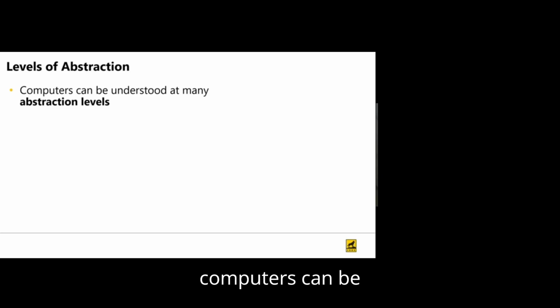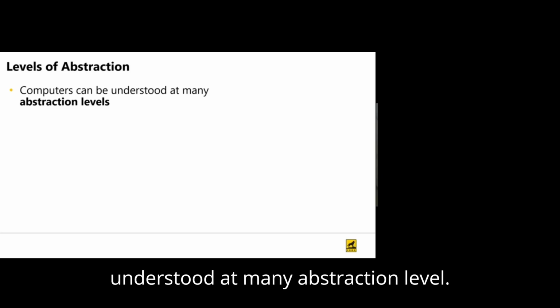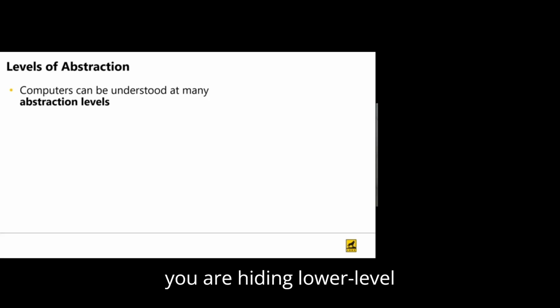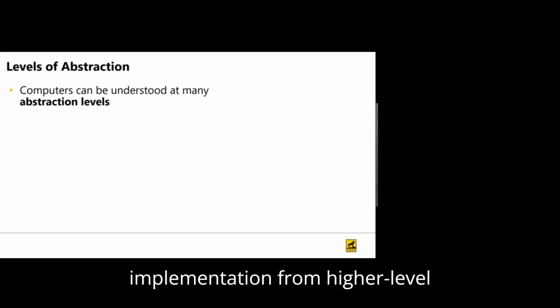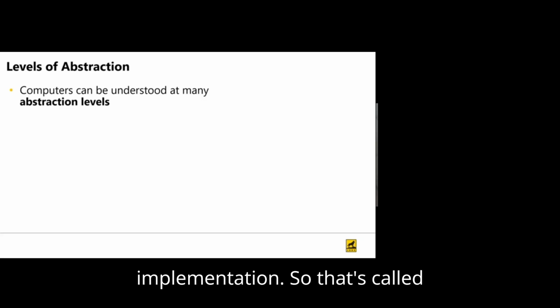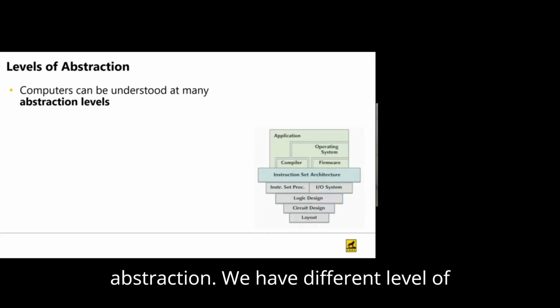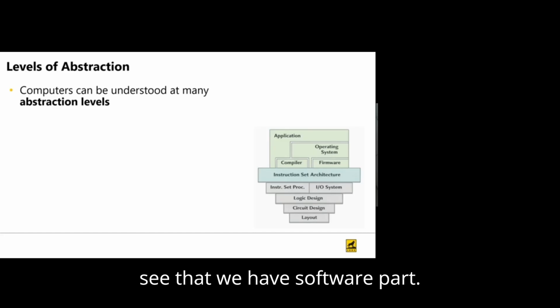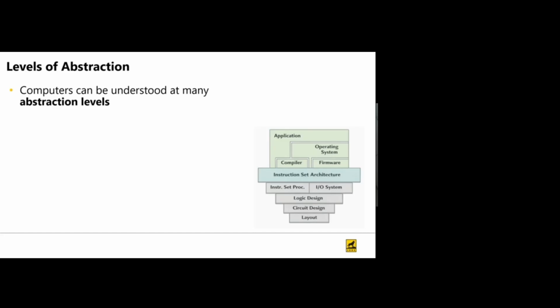Abstraction means that computers can be understood at many abstraction levels. So the abstraction level shows how you are hiding lower level implementation from higher level implementation. So that's called abstraction. We have different levels of abstractions. In this picture, you can see that. You have software part and hardware.